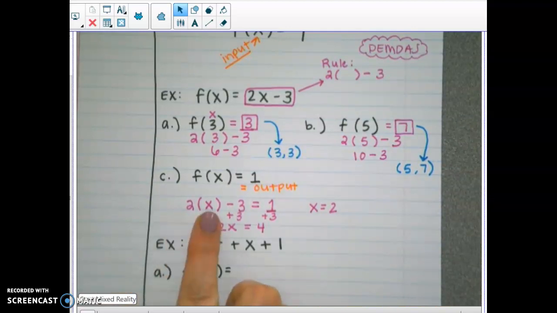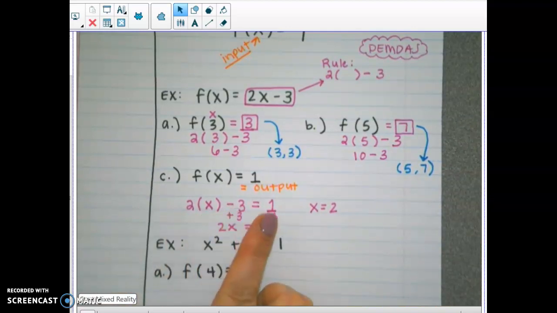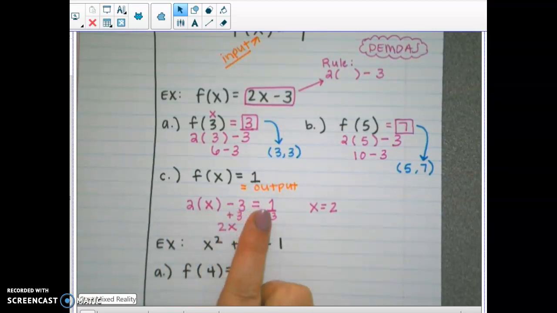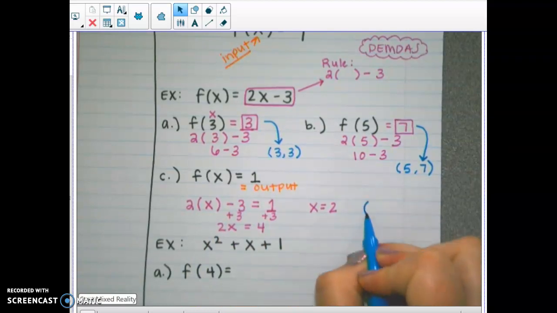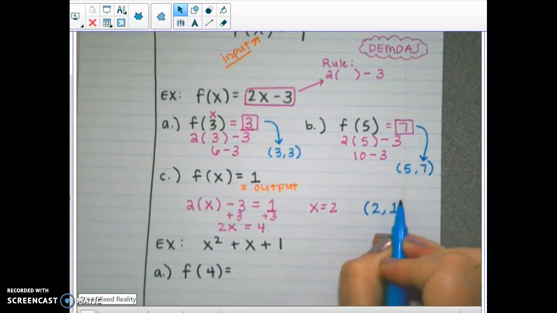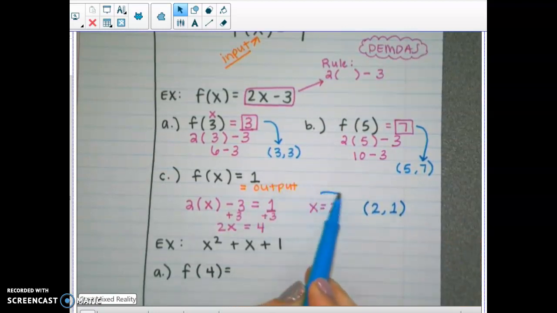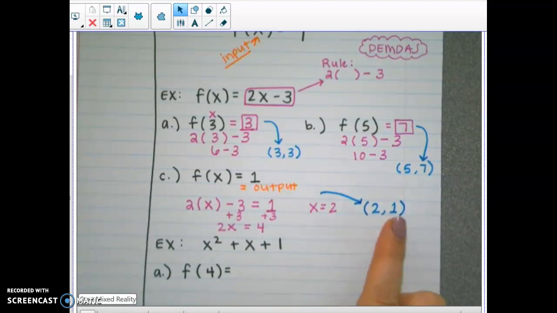2 times 2 minus 3 is supposed to equal 1. 2 times 2 is 4. 4 take away 3 is 1. So that works. And so this would be the point 2, 1. That's what this is going to come out to equal. I had to figure out that when I plug in 2, my answer is 1.